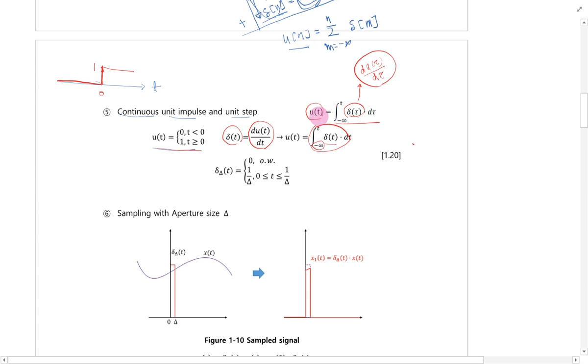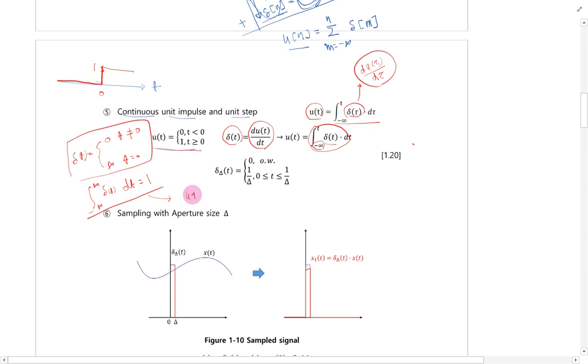The delta function looks like this one. Delta function is defined as 0 if t is not equal to 0, and infinity at t equals 0. But this is not enough to describe the delta function. The requirement is this one: the integral from minus infinity to infinity of delta(t) dt should be equal to 1.